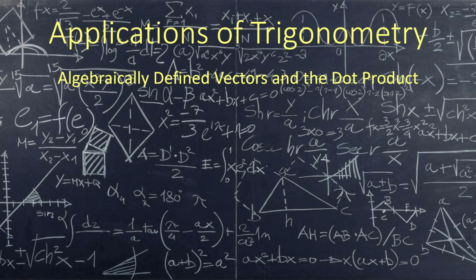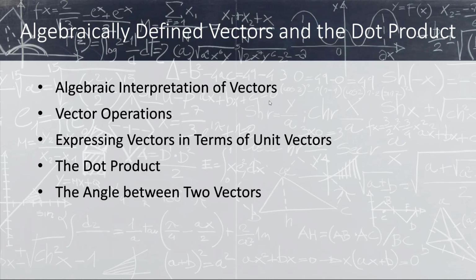Hi everybody, the purpose of this video is to go over section 4 of chapter 8, and in this video we are going to talk about vectors from an algebraic perspective. First we're going to introduce to you the algebraic interpretation of vectors. We are going to use that interpretation to do various vector operations such as addition, subtraction, and scalar multiplication.